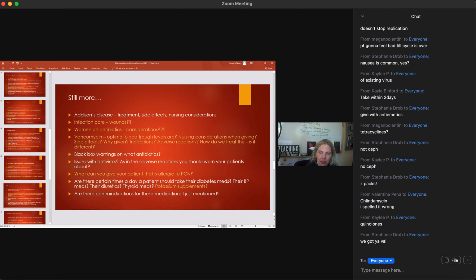So these last two kind of go together, right? So certain time of day, patient takes their diabetes meds. We kind of talked about that. Their blood pressure meds, their diuretics, their thyroid meds, they all have a certain time of day. Potassium supplements. Are there contraindications to these medications? Those might be important to think about as you're teaching your patients.